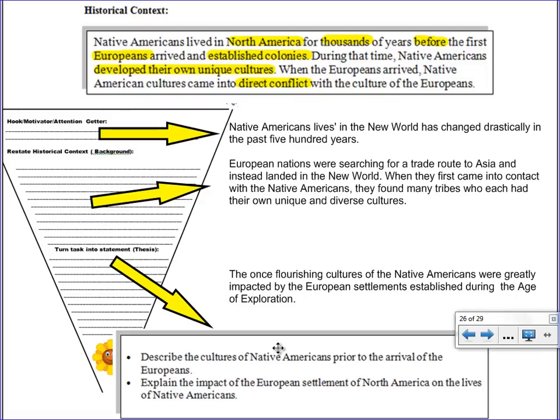And then the third part of your intro is turning the 2 tasks or the 2 bullets that are given to you at the beginning of your assignment into one fluid sentence. This is going to be your controlling idea or your thesis. This is the idea that you argue or defend throughout your entire essay. So here we took these 2 bullets, these 2 ideas, and combined it into one sentence. The once flourishing cultures of the Native Americans were greatly impacted by the European settlements established during the Age of Exploration.